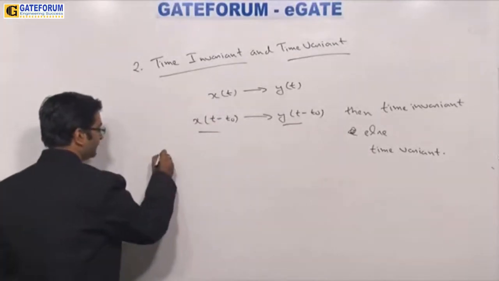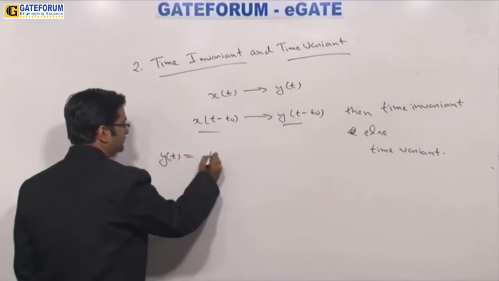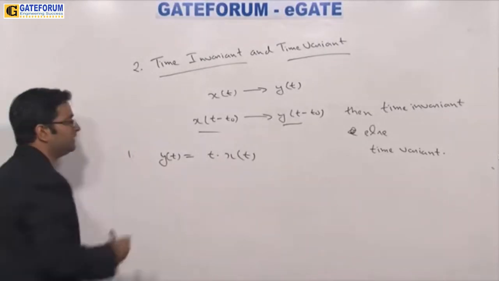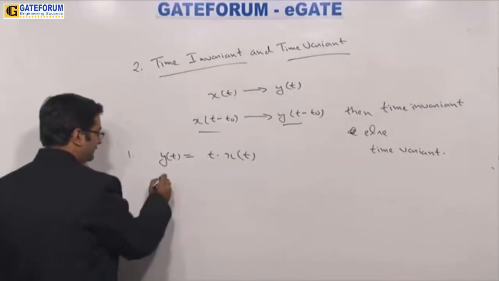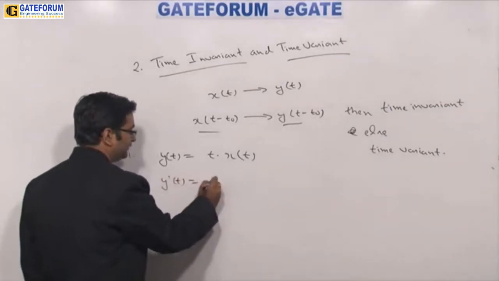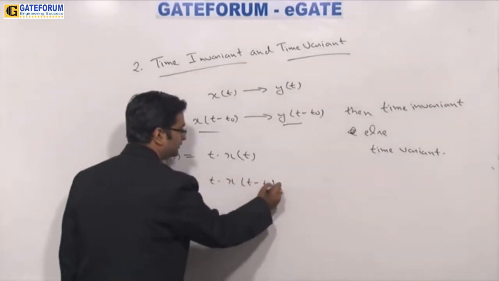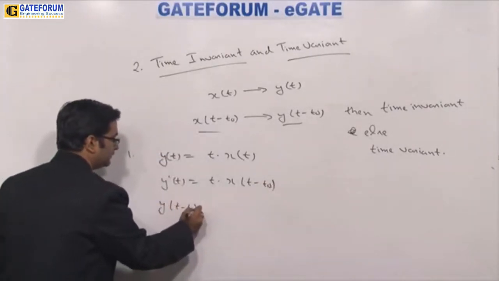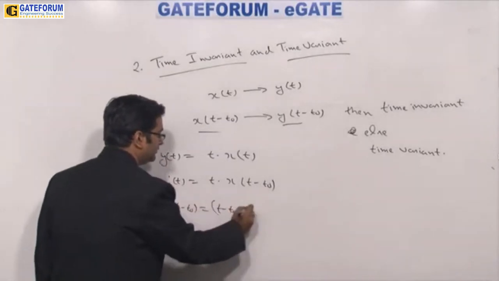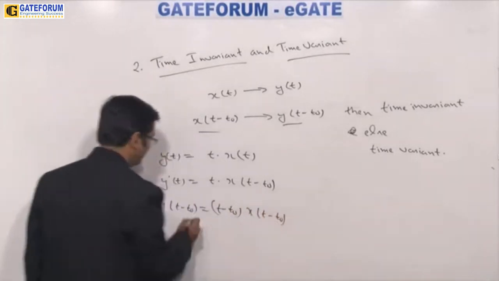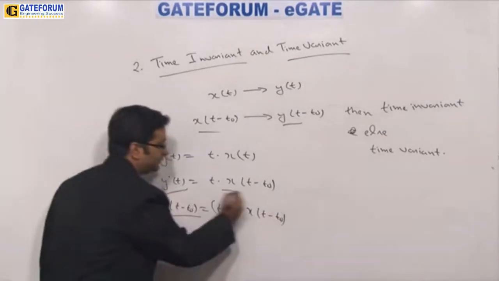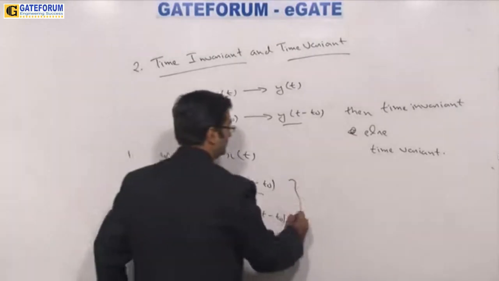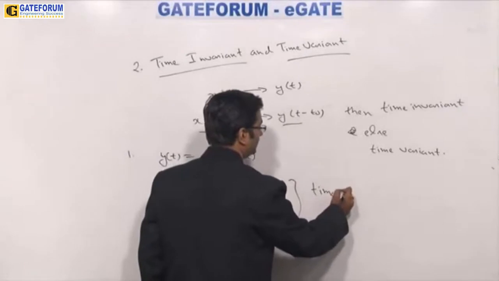Let's take an example. y(t) equals t x(t). See whether it is time variant or time invariant. Let's take y'(t) when the input is shifted by t minus t naught. Shift y(t) by t minus t naught, that gives (t minus t naught) x(t minus t naught). Now you see whether this and this are the same. See this, they both are different. And if they both are different, that makes the system not time invariant, but time variant.